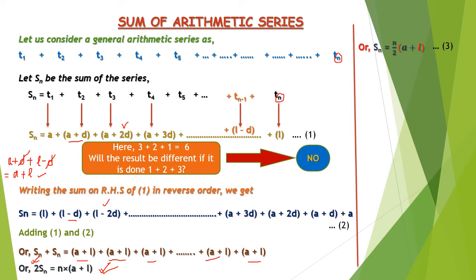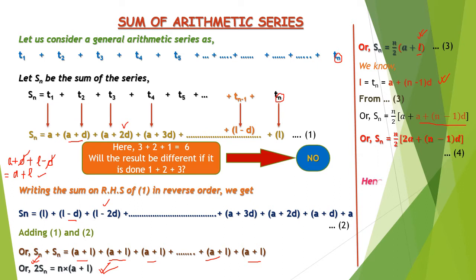We know there is one formula: L is equal to Tn is equal to A plus N minus 1 D. You are very much familiar with this formula. So we can replace our L with A plus N minus 1 D. You can see from 3, Sn equals N by 2 as it is, A as it is, and instead of L, it's A plus N minus 1 D. Let's add A, and we get our next formula, that is N by 2 times 2A plus N minus 1 D. This is equation 4.